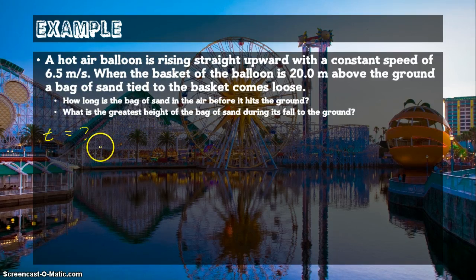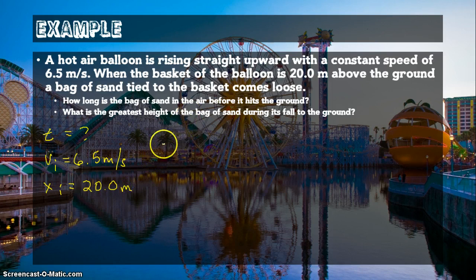We know that the basket is 20 meters above the ground when it's launched. So we know that its initial speed is 6.5 meters per second, because it's going 6.5 meters per second upward. We also know that its initial height is going to be 20 meters.